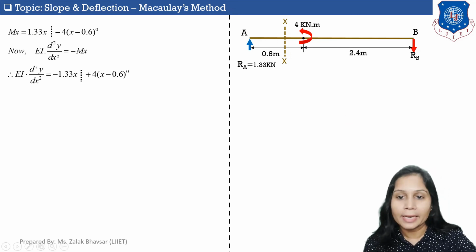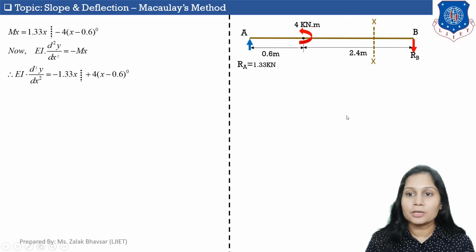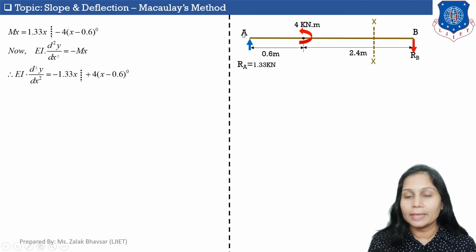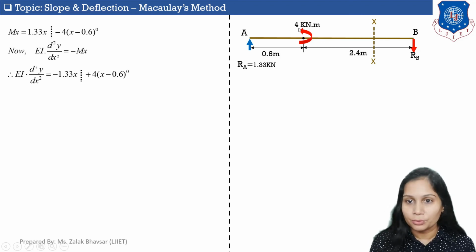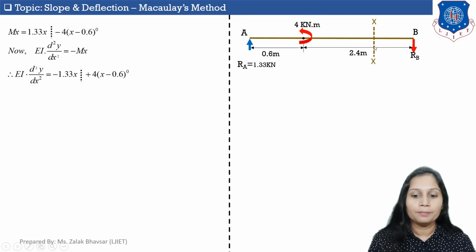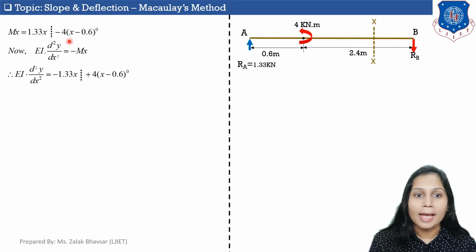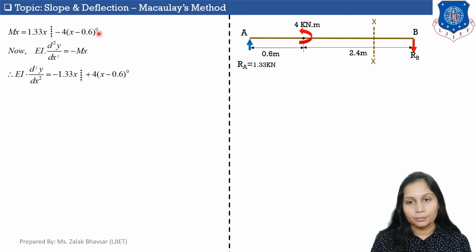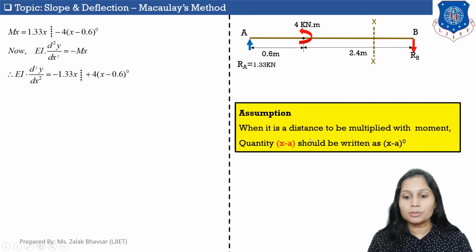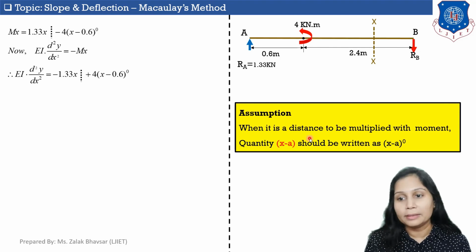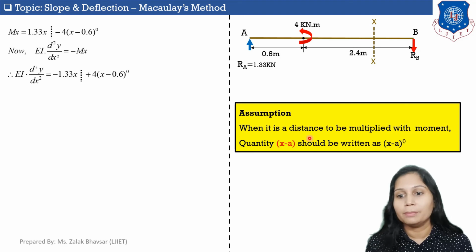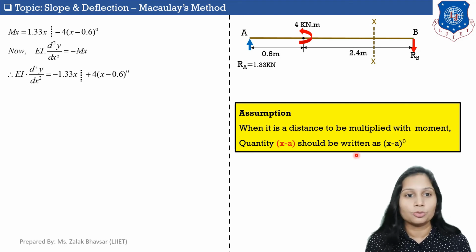Now in the second part, if I take section XX at a distance x meter from point A, then the moment of this 4 kilonewton meter moment about this XX line will be minus 4 (x minus 0.6) raised to 0. Okay, so here we need to recall our assumption, and the assumption was whenever a distance is multiplied with a moment quantity, the distance (x minus a) will be written as (x minus a) raised to 0.